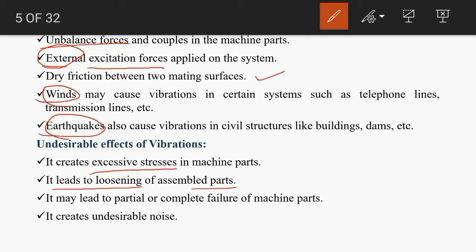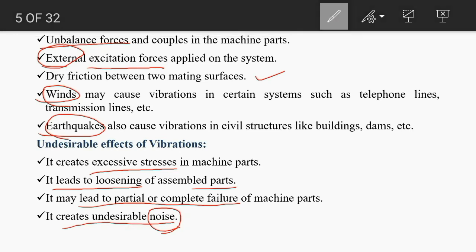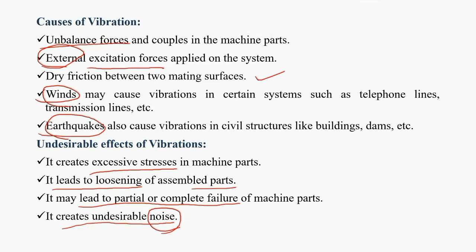Next one, it may lead to partial or complete failure of a machine part. Already we have discussed earlier, due to the excessive stresses. Then next one, it creates undesirable noise. Now noise is also not desirable. Besides this, another undesirable effect of vibration is that the efficiency of the machine is reduced because of the energy losses during the vibration. So these are the undesirable effects of vibration.